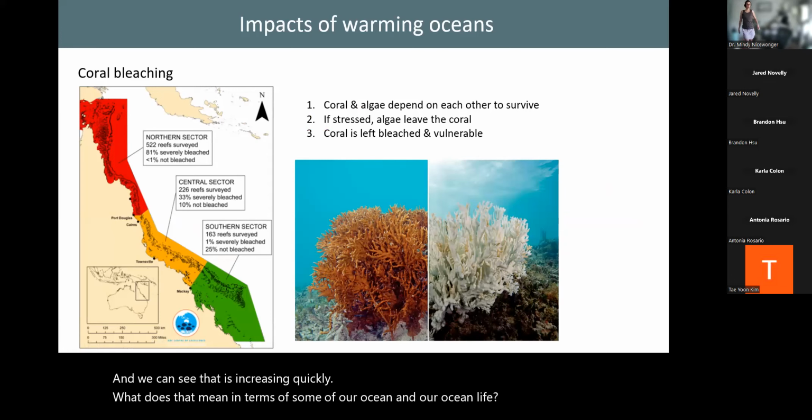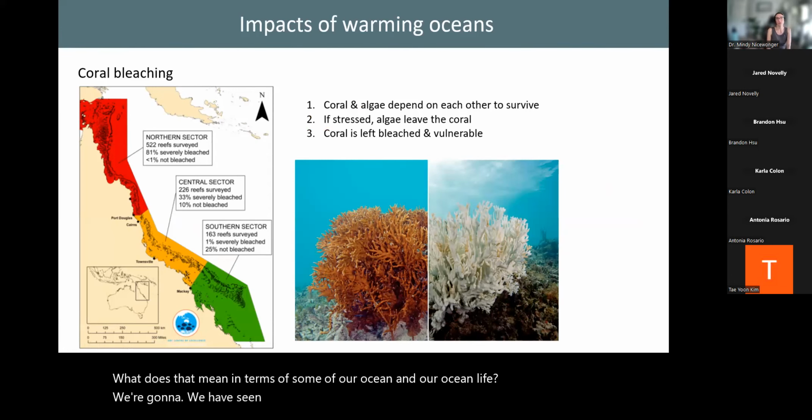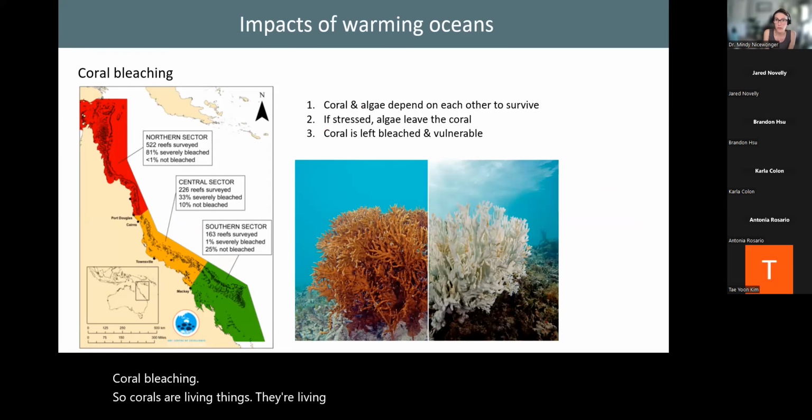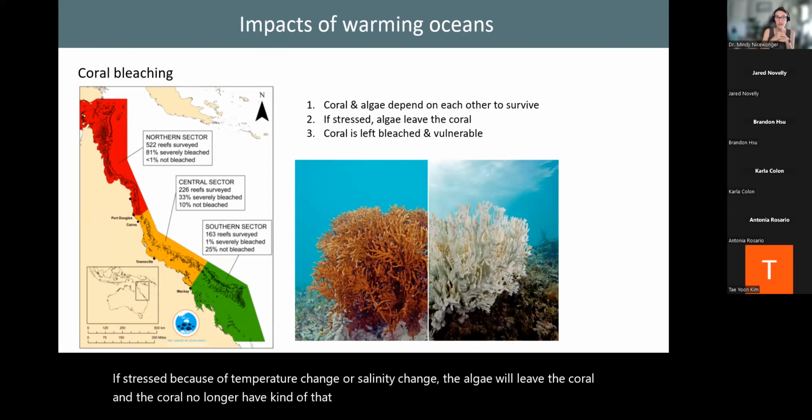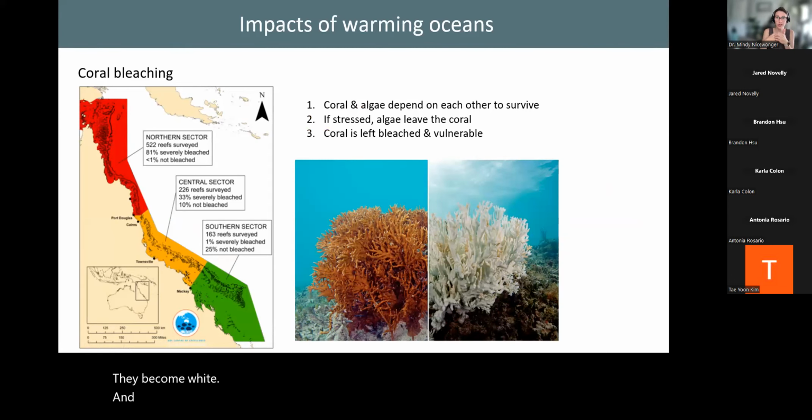Now, what does that mean for our ocean life? Well, we have seen coral bleaching. Corals are living animals, and coral depend on algae to survive. This is a very symbiotic relationship. If stressed because of temperature change or salinity change, the algae will leave the coral, and the coral no longer have that protective surface. The coral become bleached, white and vulnerable. The color of our corals is due to the algae themselves.